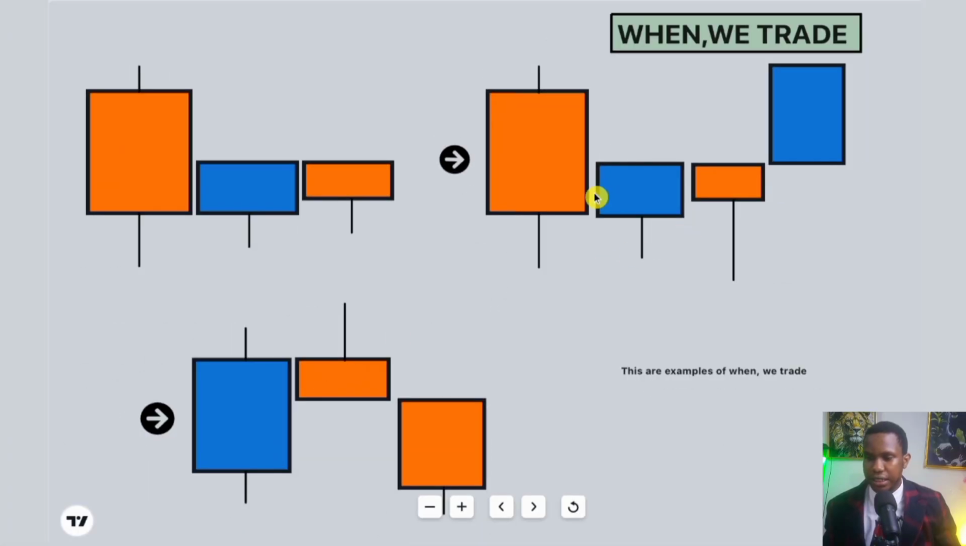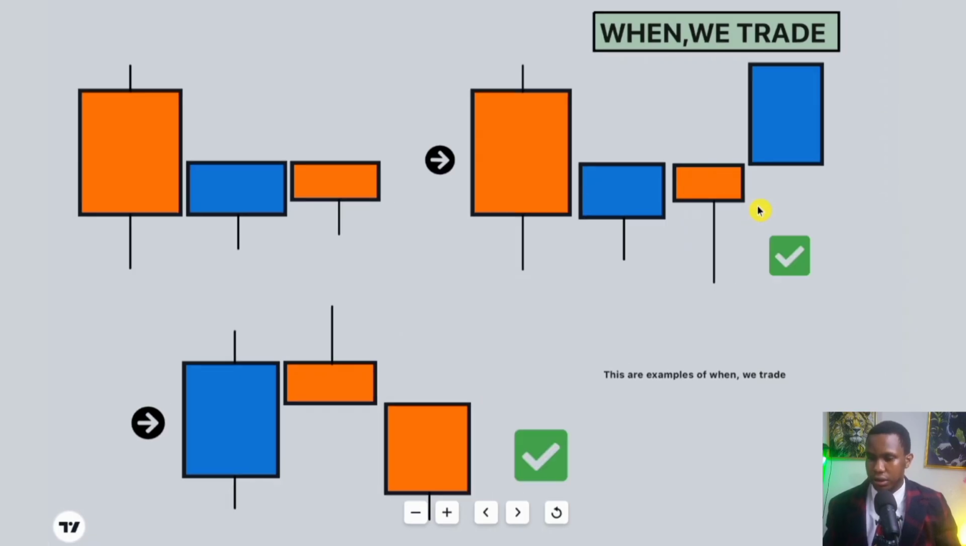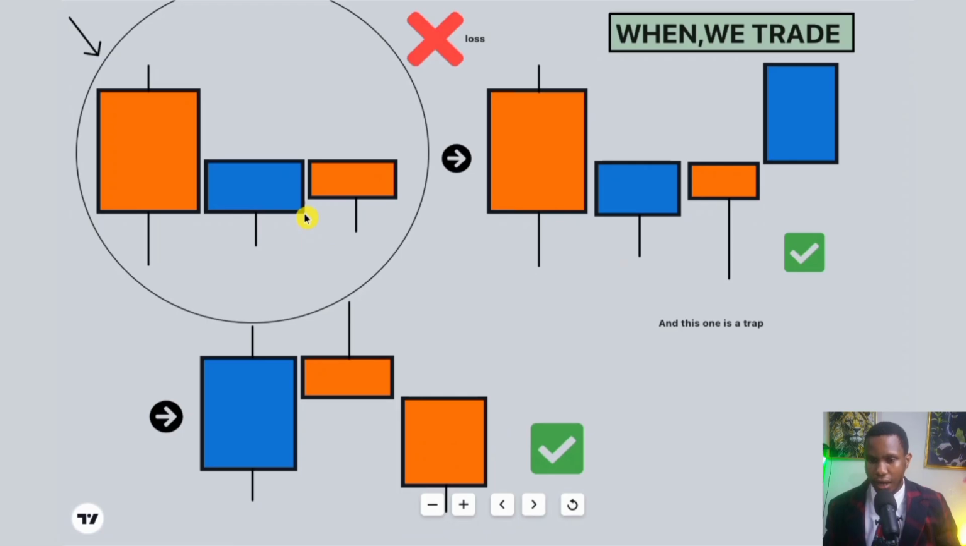So this is an example of when we trade. This is also an example of when we trade. And this right here is a loss.